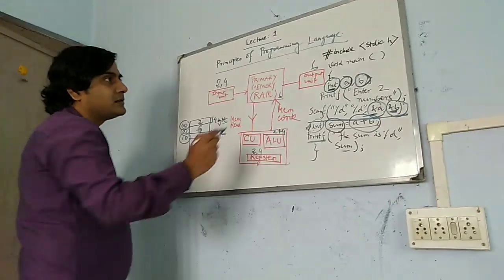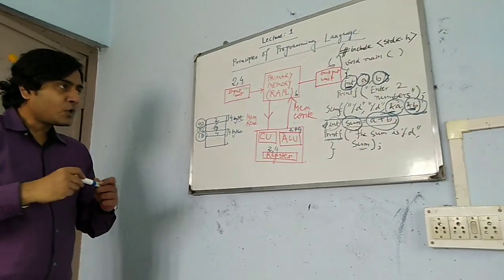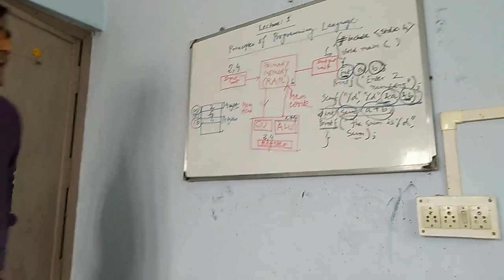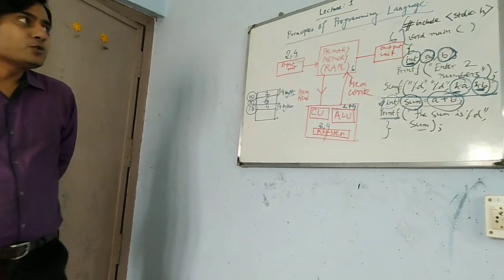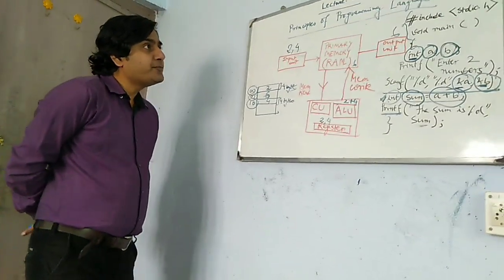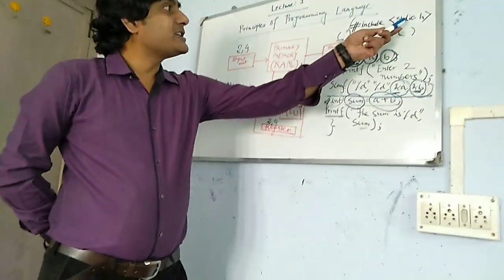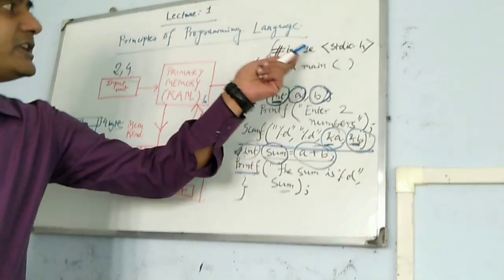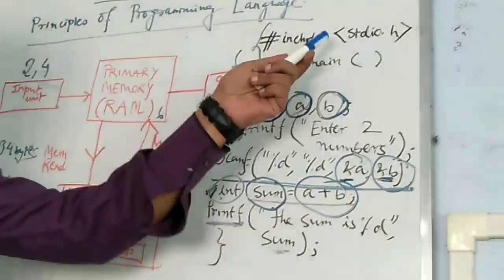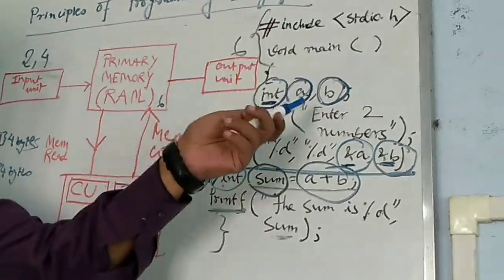Now I will come to these two lines. Why have I written hash include stdio.h? That means I am including the standard input output header file. Stdio means standard input output, std for standard, io for input output. That means I am including this into my program. Why am I including this into my program?